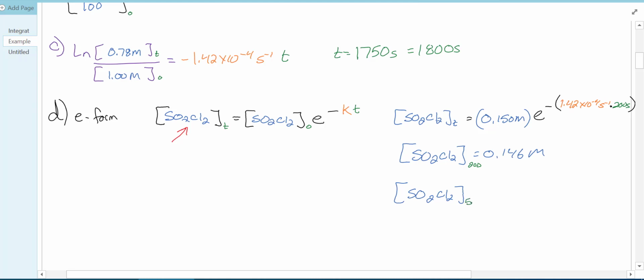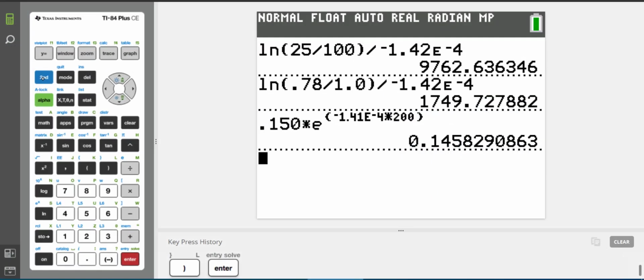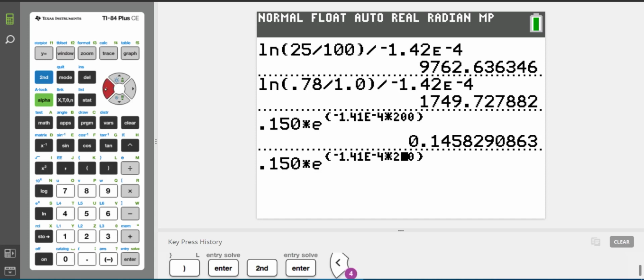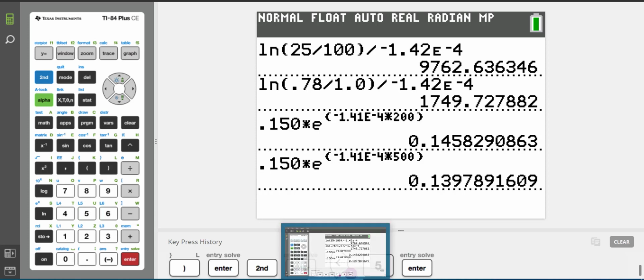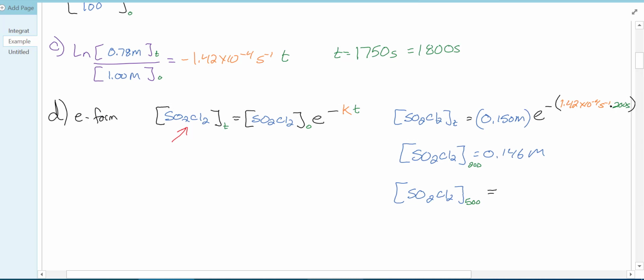So at 500 seconds, the only thing that's changing is up here, right there, the 5. So I can go back to here, really straightforward. Second enter, right? Move over to a 5, and boom, 0.140. And that's it. So that would be an example of first order.